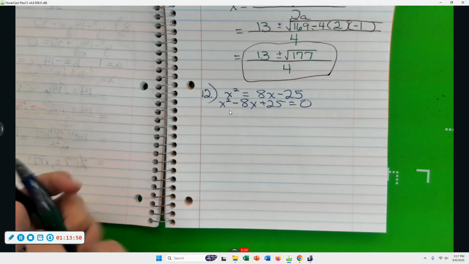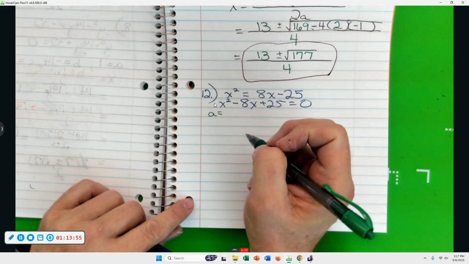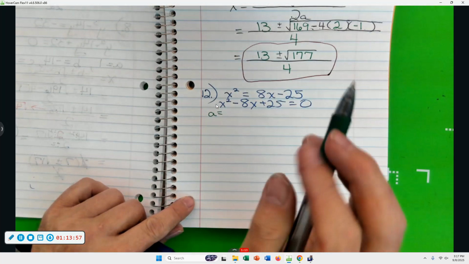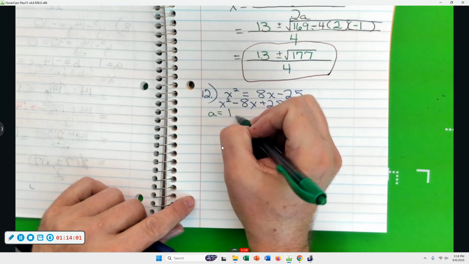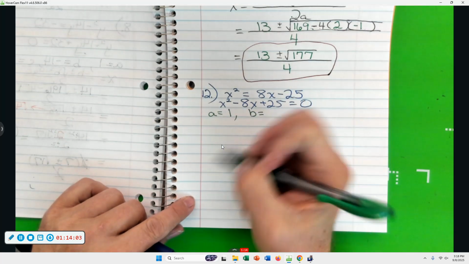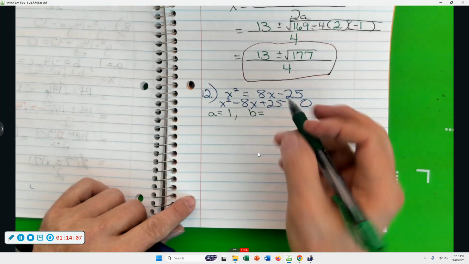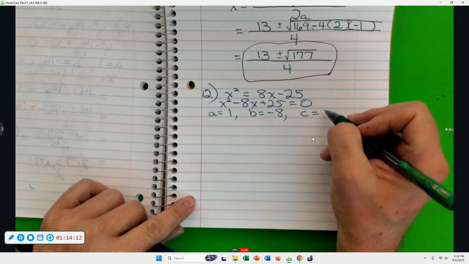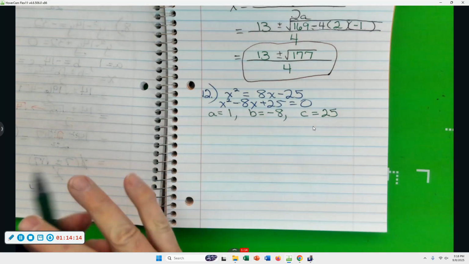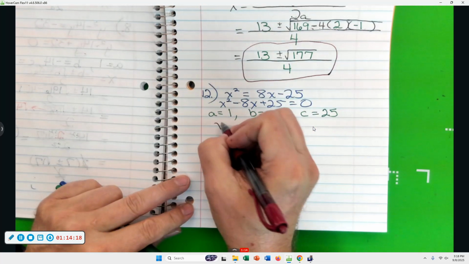What's my a value? Not x squared, it's the number in front of x squared, which is 1. A, B, and C have to be numbers. B is negative 8, I agree. C is 25, okay, and now we're going to write the quadratic formula down.